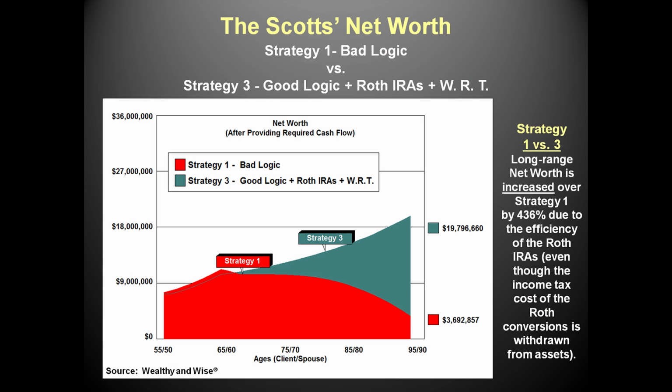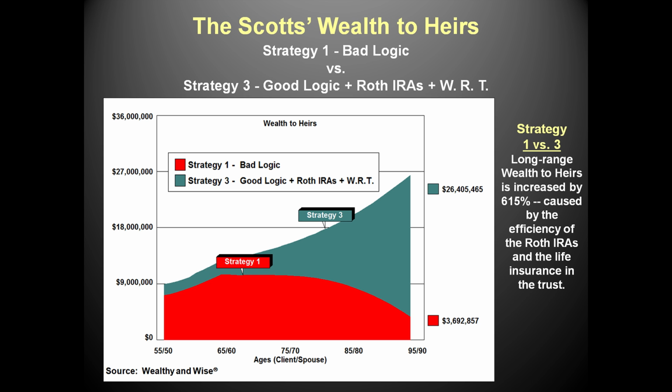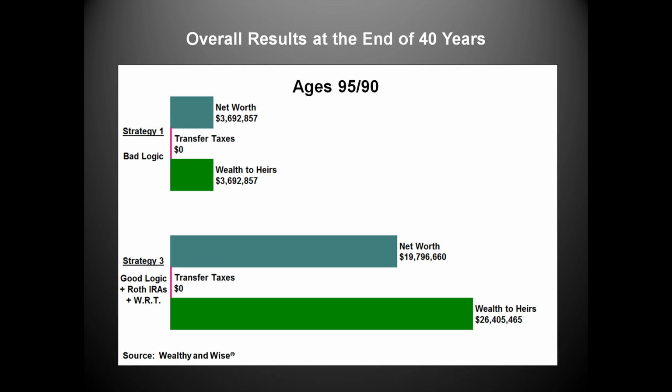Let's see. Long-range net worth has increased over strategy 1 by 436% due to the efficiency of the Roth IRAs, even though the income tax of the Roth conversion is withdrawn from assets. Long-range wealth to heirs has increased by an incredible 615%, caused by the efficiency of the Roth IRAs and the life insurance in the trust. And there's again my favorite graphic. It's a wow graphic, isn't it? Caused by the combination of good logic plus Roth IRAs plus the trust-owned life insurance.